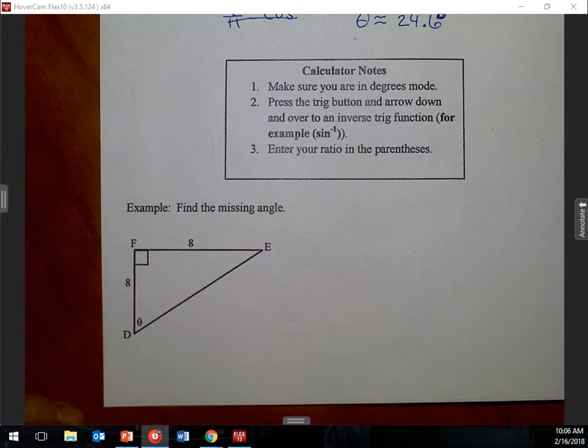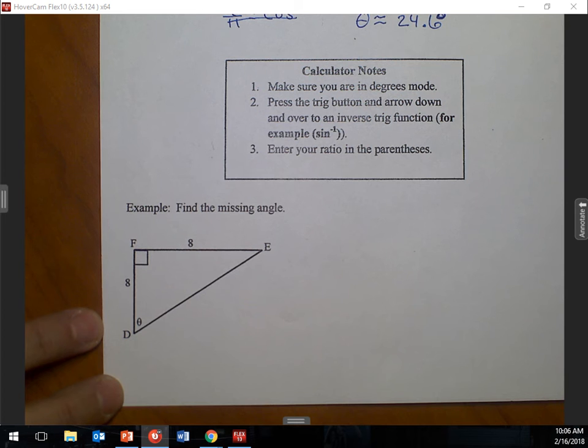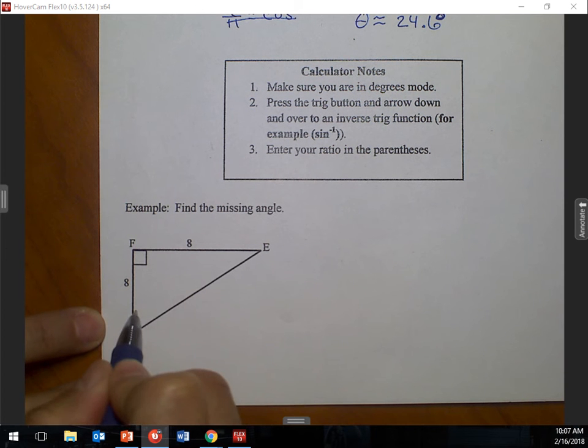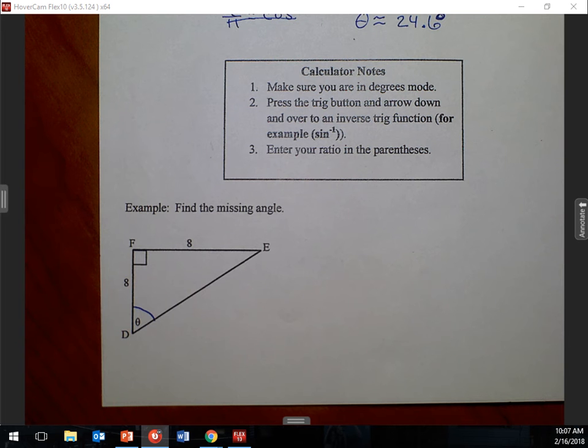Now, reference angle. What is my reference angle here? Angle D. It's going to be angle D, right? Angle D, so that's my theta. I'll accept angle D or theta. Okay, so from there, what do I do?